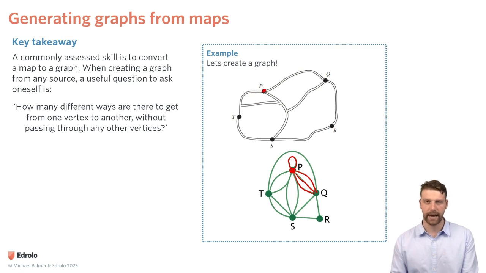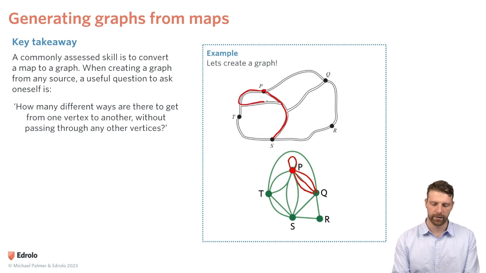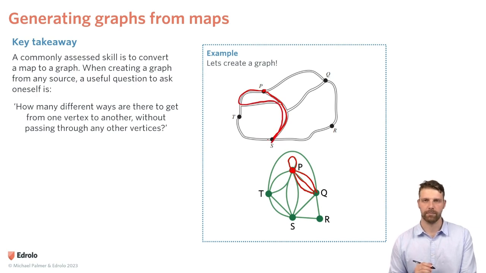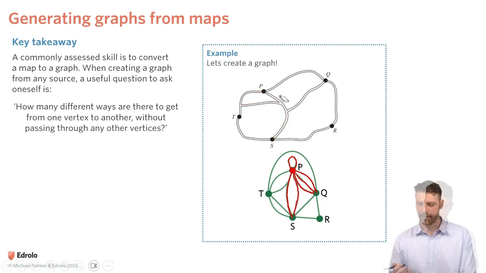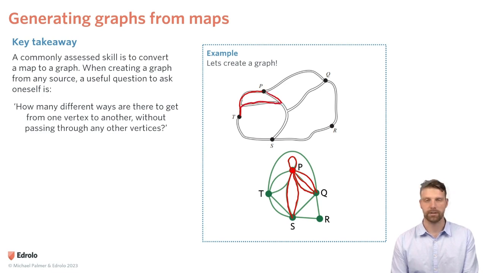Let's do P to S. How many ways from P to S? Well, there's this direct path here, or we could go around and then join up to that road. So that's a long way. So that's 2 from P to S. Now let's do P to T. Can we get from P to T? I think we can just around the outside here, but also taking this a long way. So there's 2, and we've got 2 on our diagram here.